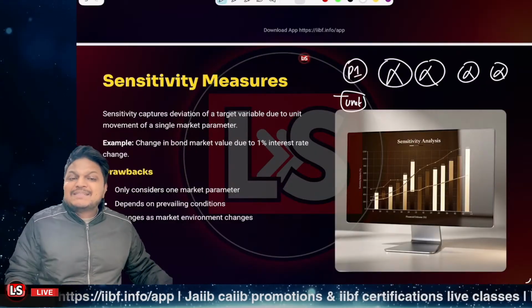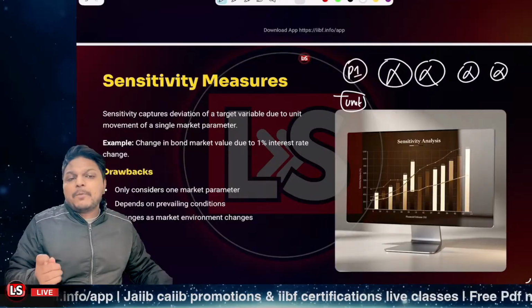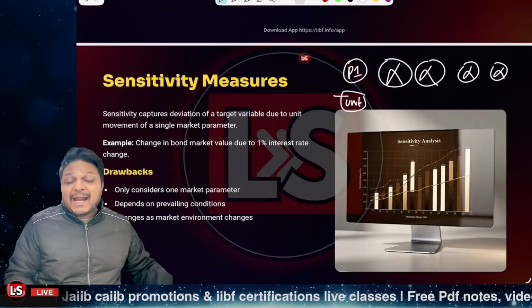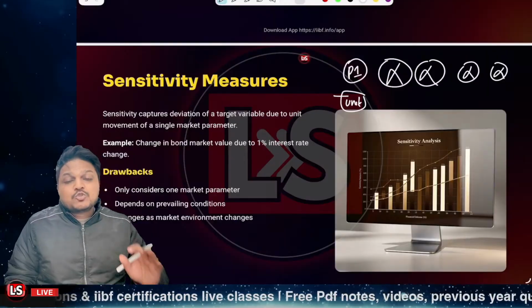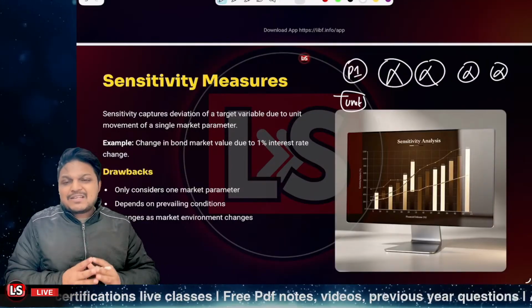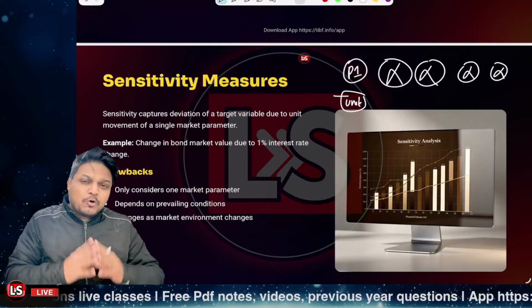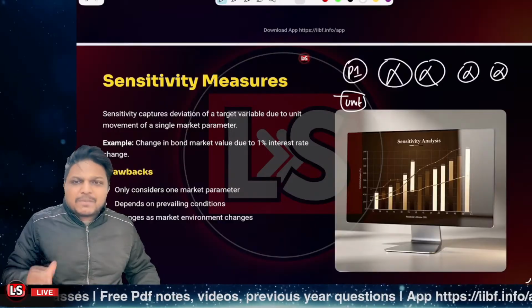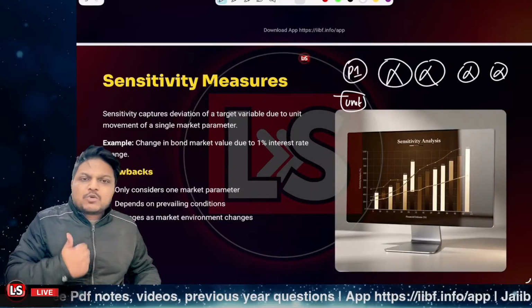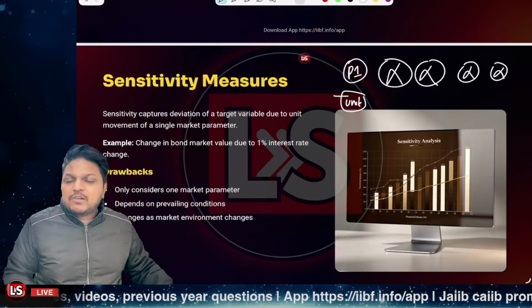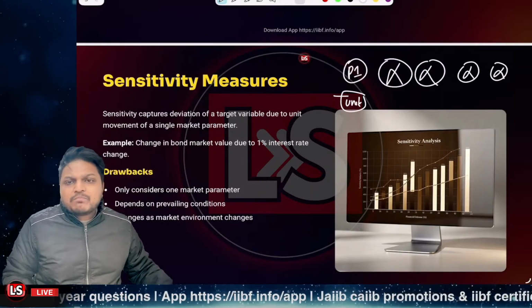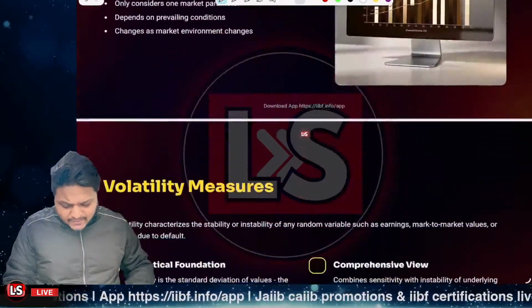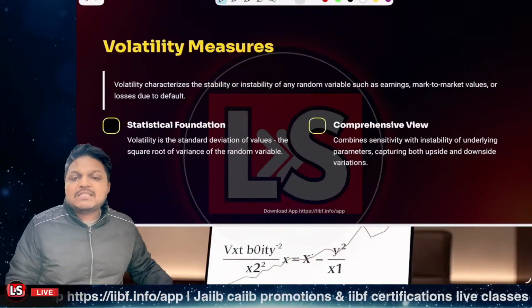Moreover, sensitivities depend upon the prevailing conditions, and definitely they are going to change as the market environment changes. So it's not going to help you much. It's just for book purposes, to say that if the interest rate changes by 1%, how much change there will be in the underlying exposure. That's the sensitivity.